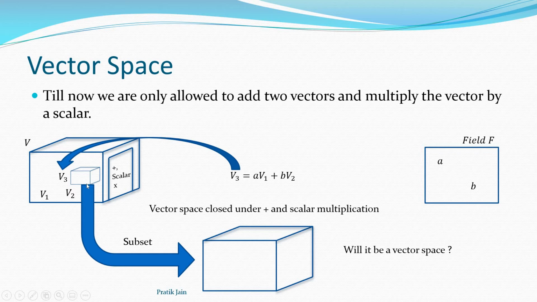Now further we can inquire whether, if we take a small section or a small subspace of this vector space, so this is a subset. Now I'm only considering these vectors that are inside this box. If I just consider this, will it be a vector space? This is a question. If I just take a subset of the vectors inside the vector space, will it be a vector space? This is what we are going to figure out in this video.